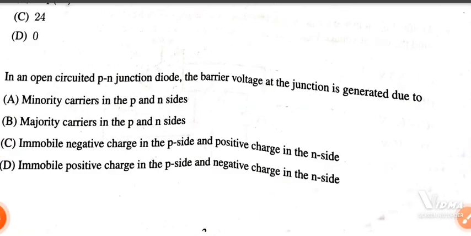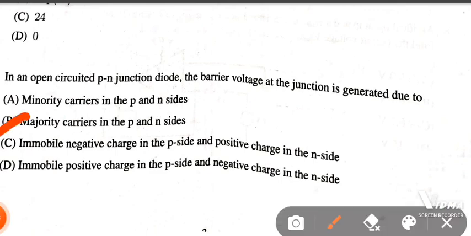For question number 4, in an open circuited PN junction diode, the barrier voltage at the junction is generated due to, here the answer is option number B, majority carriers in the P and N sides. Just the opposite when not open.